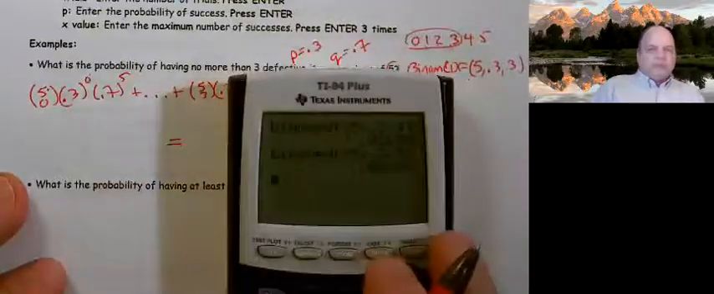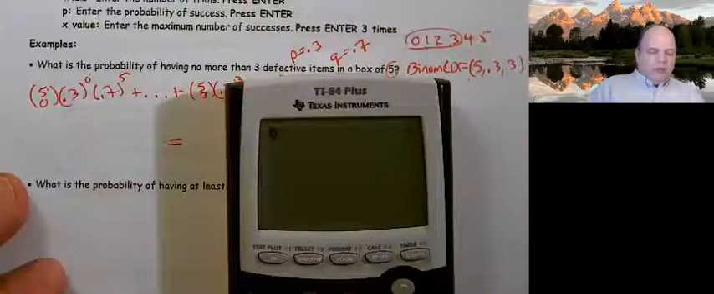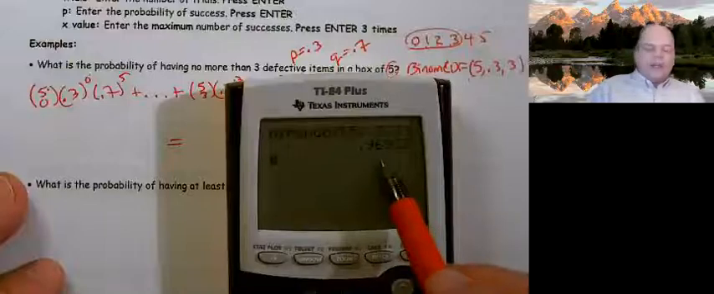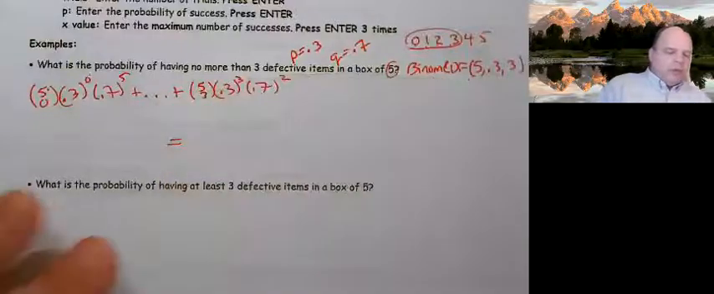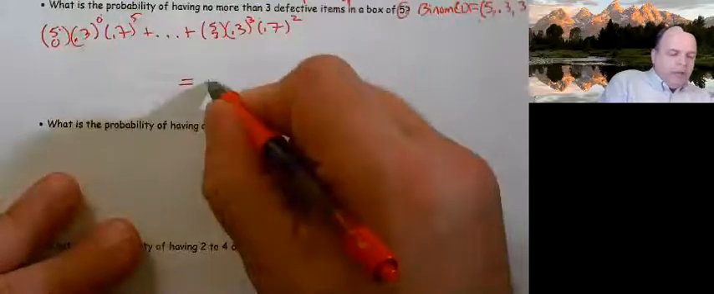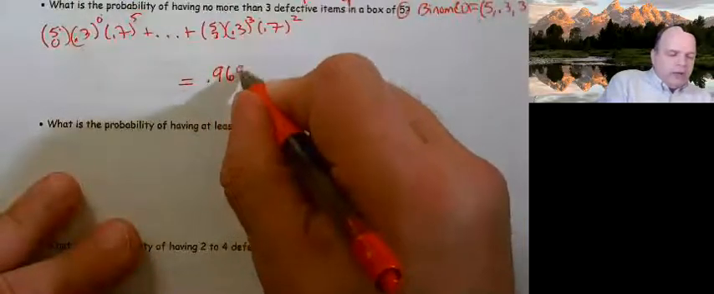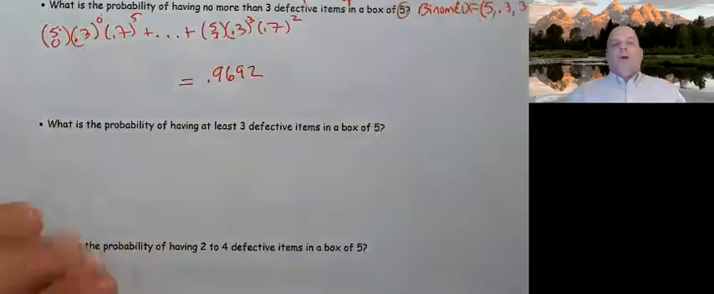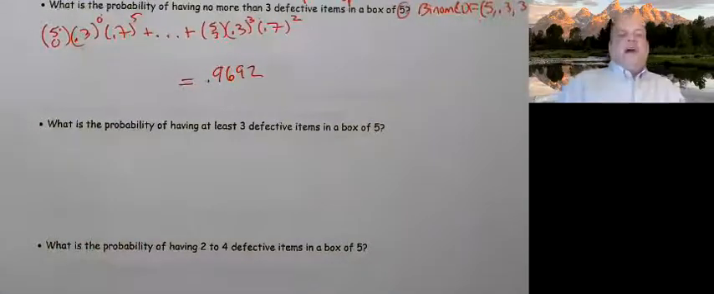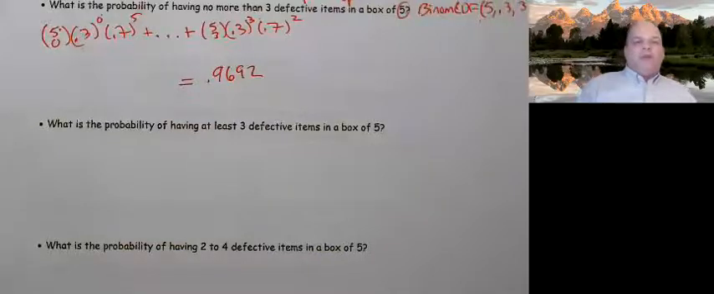So here we go. 2nd Vars, binomial CDF, trials is 5, p is 0.3, x is 3, and we get 0.9692. So the probability of having 3 or fewer defects in a box is 0.969. So about 97% of the time we expect to have 3 or fewer defective items.